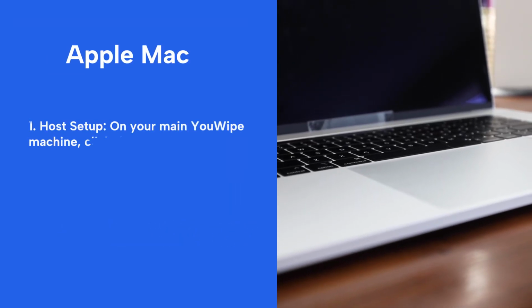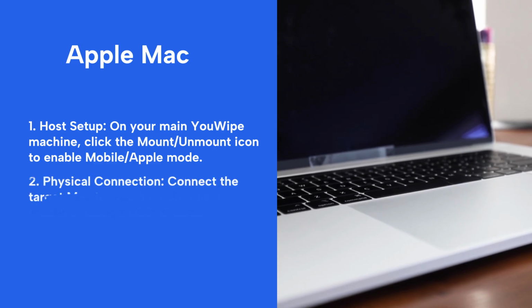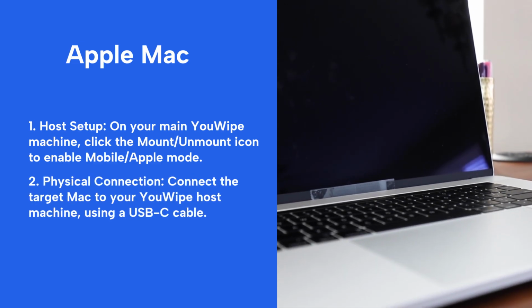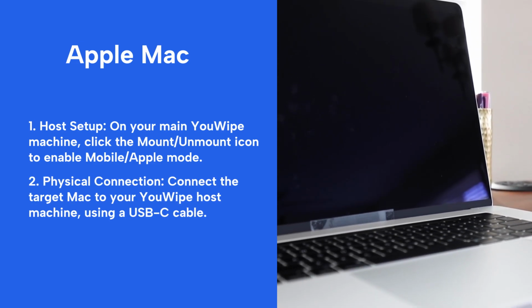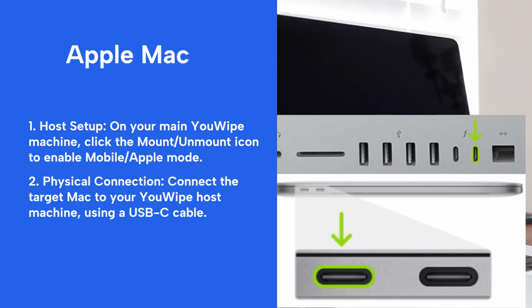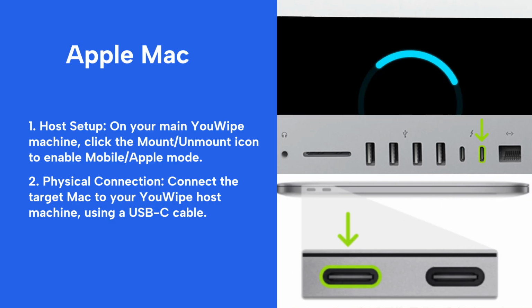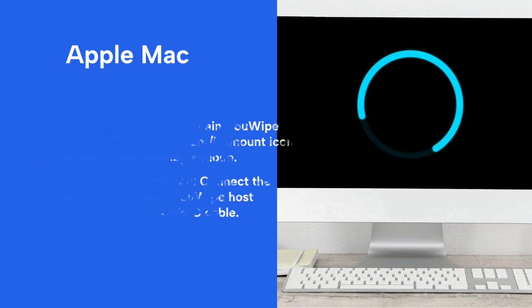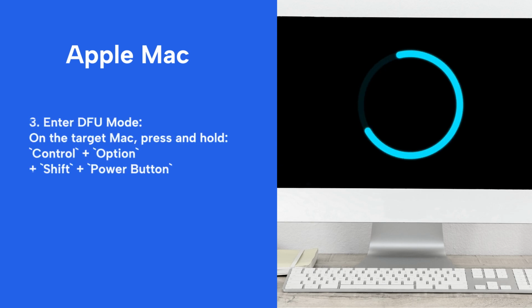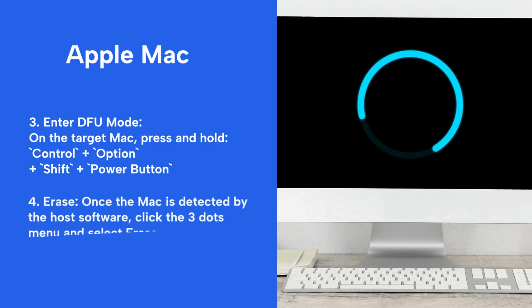For modern Apple Macs, you'll use a separate host machine running Youwipe. Enable mobile or Apple mode on the host, then connect the target Mac using a USB-C cable. Make sure to use the specific port on MacBooks, usually the front left. Put the target Mac into DFU mode by holding Ctrl, Option, Shift, Power button. Once detected, click the menu to erase.